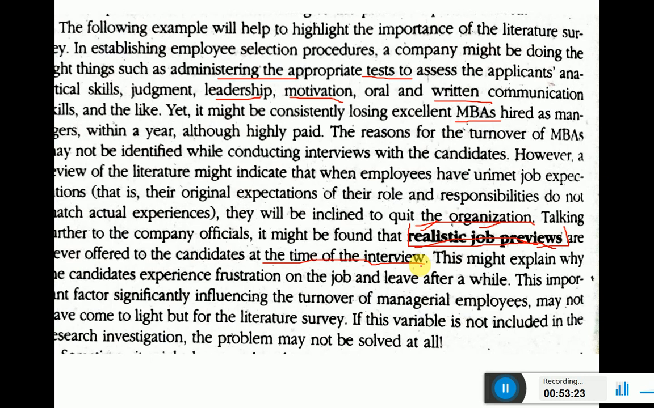Therefore, they were fed up and they were leaving the organization. No, the realistic job preview concept, we can see from the literature review. That shows clearly the importance of the literature review. That is important, because it gives something we might not find in a practical environment. Definitely we will pick something from the literature review as well. That is important.